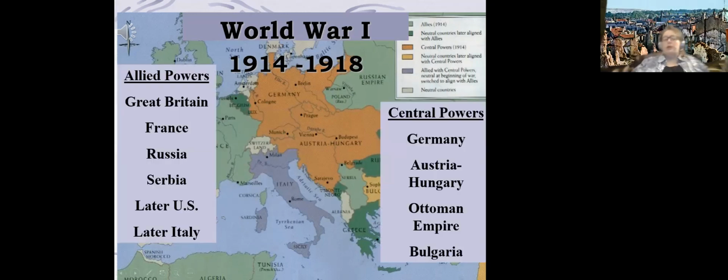So here are your basics. The orange are going to be Germany and Austria-Hungary. The Ottoman Empire, the sick man of Europe, will join with them, which is a really interesting piece of business, since the Austrians and the Turks really hate each other. Even now, they don't like each other. And Bulgaria, which was a relatively new country at the time. So this is your Central and Allied powers.